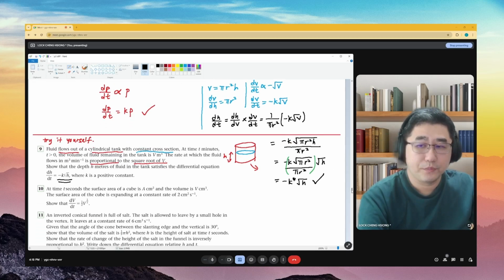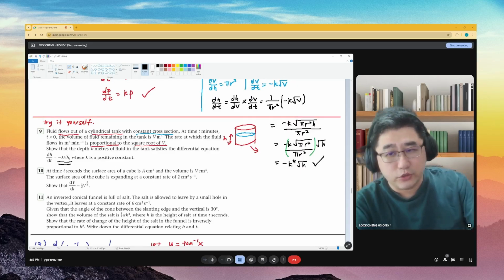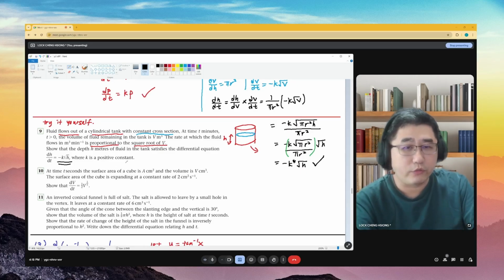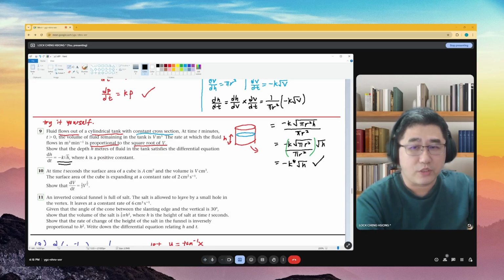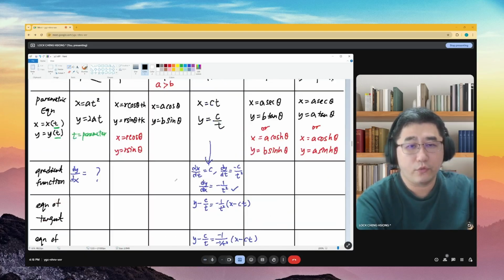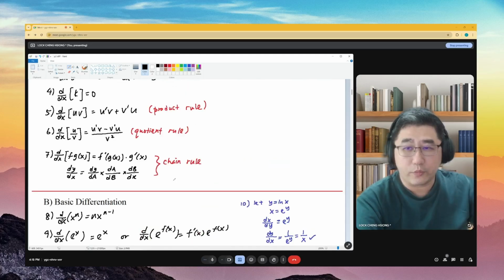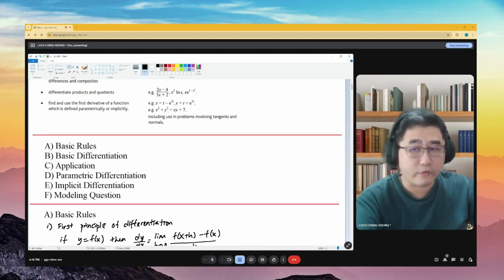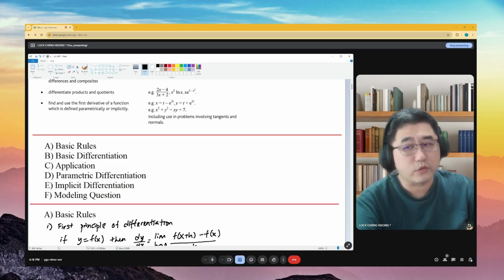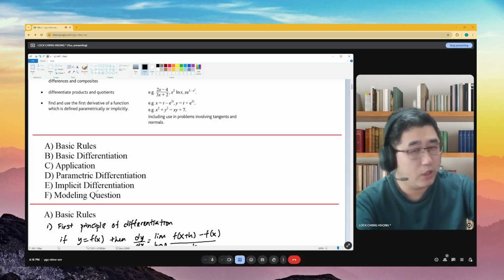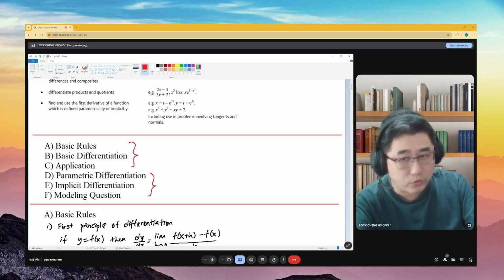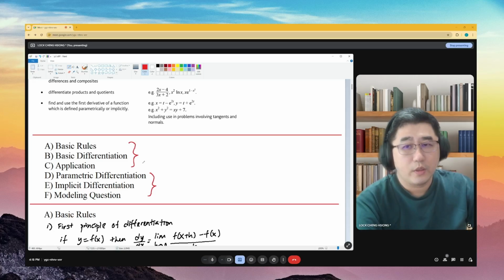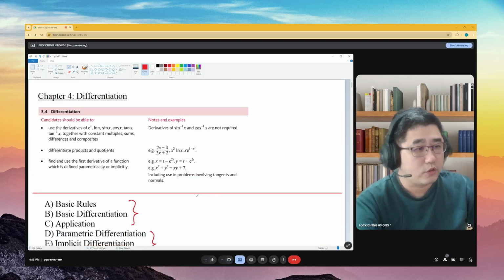The rest of the two questions, I can actually leave it to you. If you have a problem, you can ask me in school. And this is all the 6 sections of the differentiation topic. You have basic rules, basic differentiation, application, parametric differentiation, implicit differentiation, and modeling questions. Again, the exam will be highlighted according to these 3, and we expect students to be capable of doing the previous 3. That's all for differentiation.